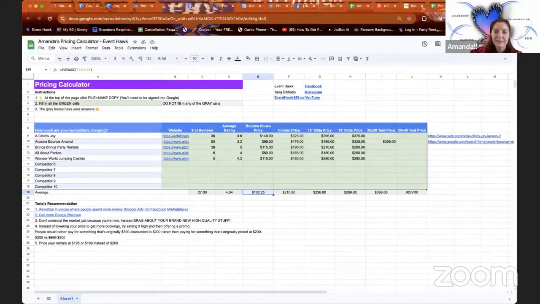And then this is really cool. It does the average of all these for the bounce house for each of those. It gives you the average of what it's costing for that.